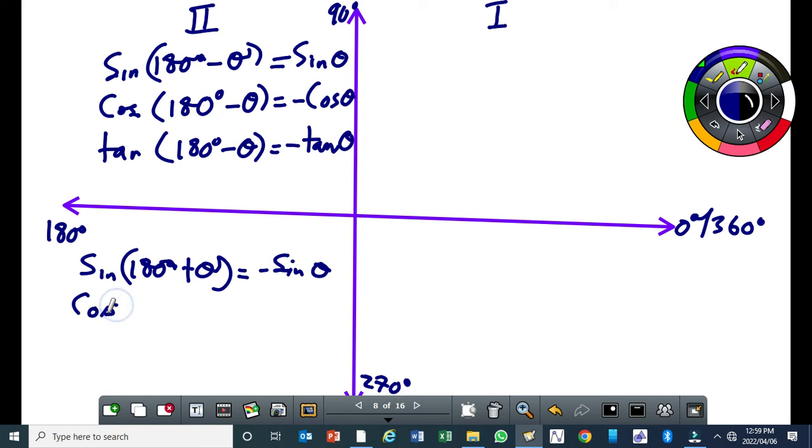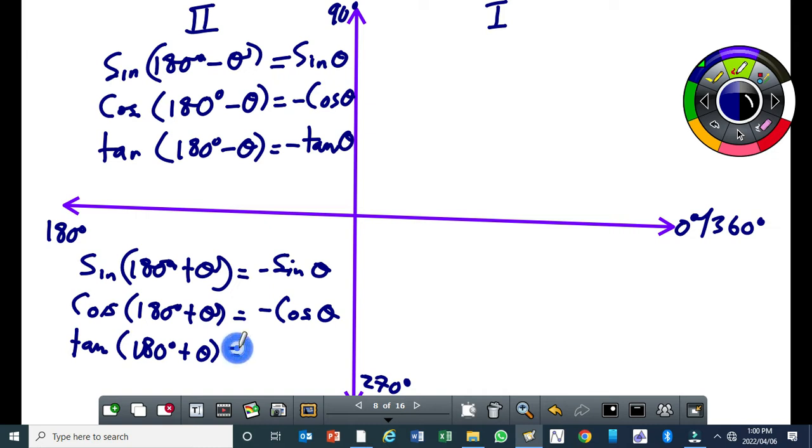Cos of 180 degrees plus theta will be equivalent to minus cos of theta. And then tan of 180 degrees plus theta is going to be equal to tan theta. All right? Then, in the fourth quadrant now, so this is the third.